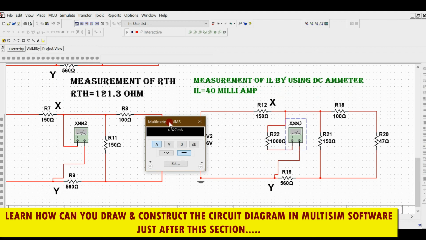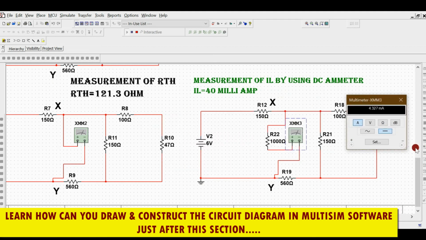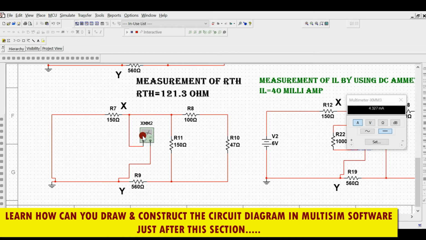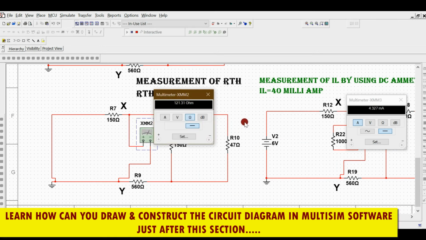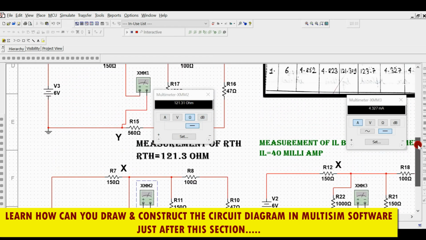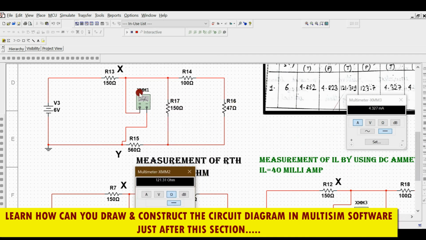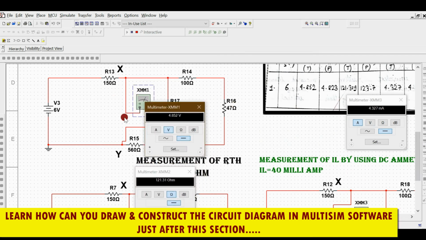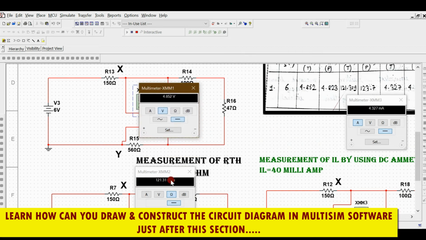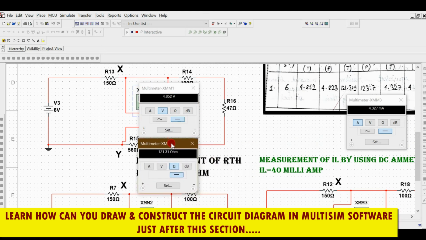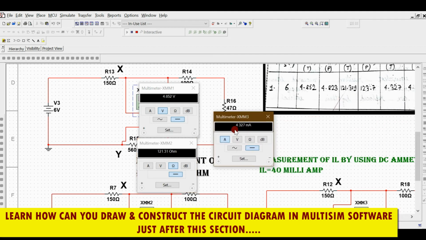So you can see guys, this was the circuit where you can measure load current. This much reading is there. Then this was the circuit where you measured RTH. This was the RTH, 121.31 ohm. Then the upper diagram where we verified VTH. You can see here, this was the reading of VTH, 4.852 volt. So guys, here are all the readings you can see. This is VTH, this is RTH, and this is load current IL.